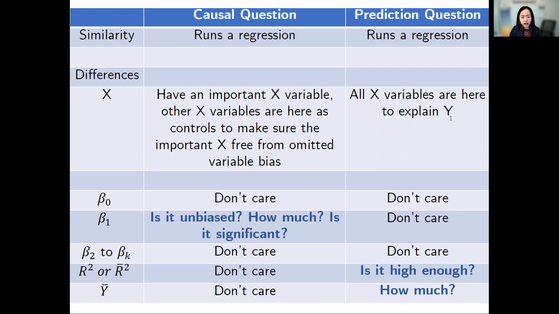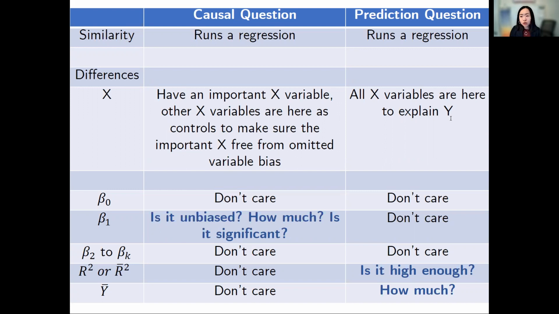I think this summarizes most of the things. Okay. The similarity is that you ran a regression for a causal question, and you ran a regression for prediction questions. The difference is that in a causal question, you have one important X that you want to change as a policymaker or a business decision maker, and you put it in. Once you put that in, you try to figure out all the variables that you need to control to make sure this X variable is free from omitted variable bias.